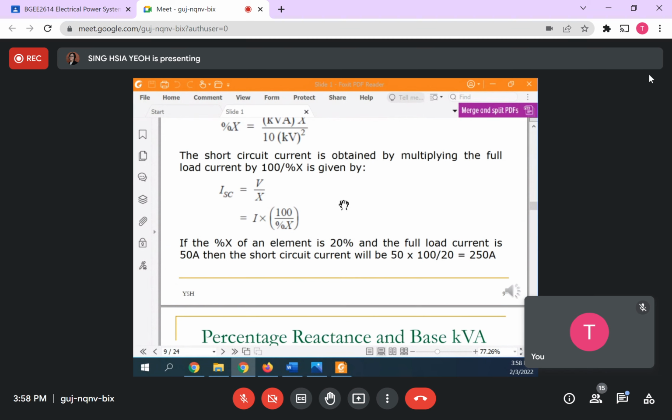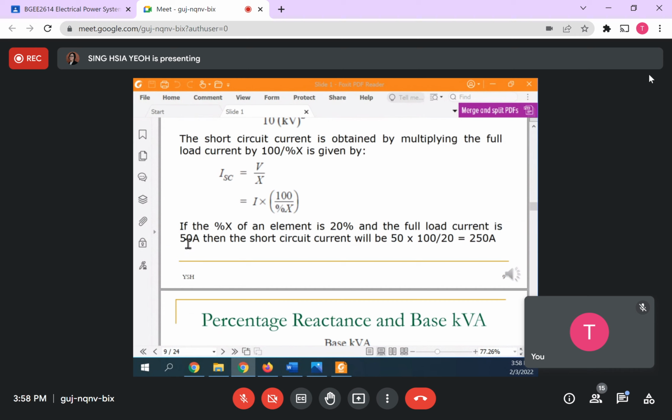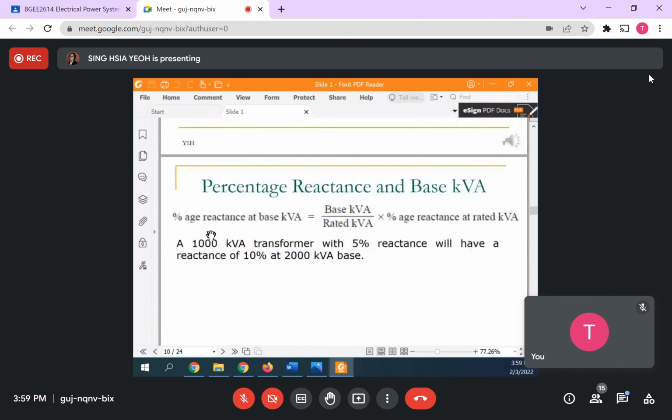It's another way to represent the impedance. So if the full load current is 50 amp, then the short circuit current will be 50 times 100 divided by 20, so it will be 250. At full load, meaning all your loads are on, the current is only 50 amp, so the short circuit current will be 250 amp. It will be much larger than the normal current. Can you understand this?